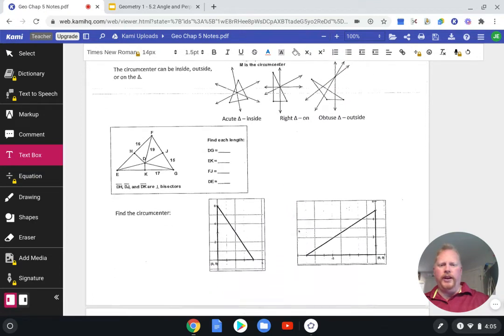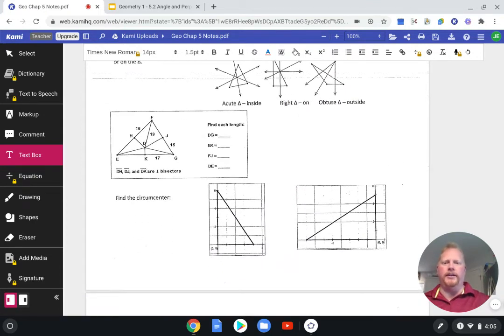So here's a diagram. Let's go ahead and fill in the blanks here. Let's take a look at the clues. It says DH, DG, DH, DJ, and DK are all perpendicular bisectors. So that tells me that point D is the circumcenter. If I want to figure out how long DG is, from that point out to a vertex, that's going to be the same as from that point to any other vertex. So since DF is 19, that means DG is also 19.